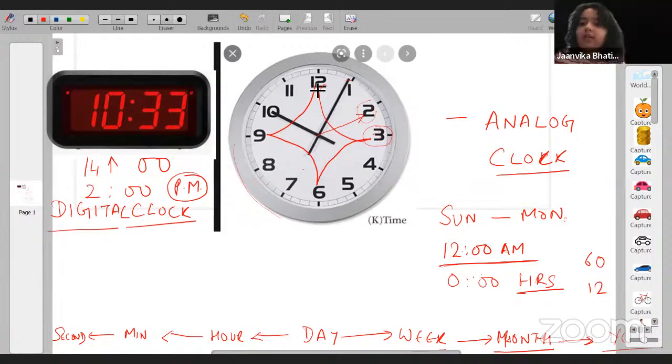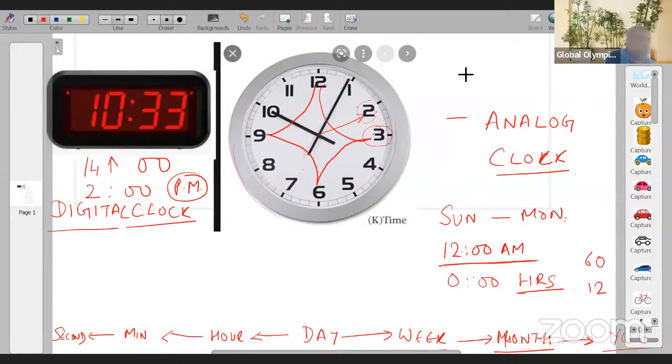Sir, what does quarter mean? Quarter means 1/4. So if there is something, let's say this is full, then if you divide it into 4 equal parts, then one part is called a quarter. Okay. And if we divide it into two equal parts, then it is called a half. One part is called a half. Okay, this is called a quarter. Understood?